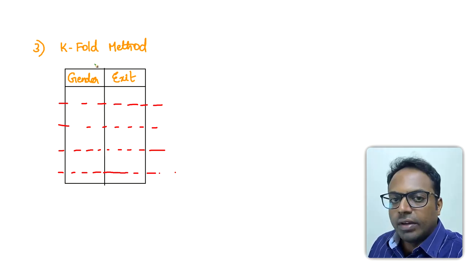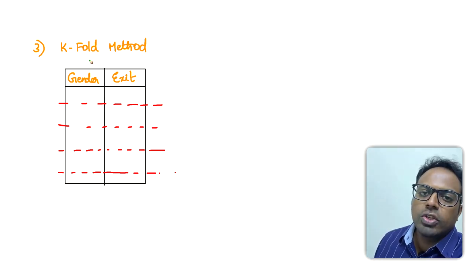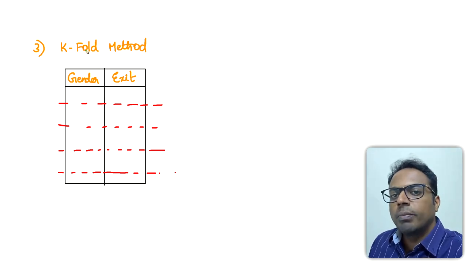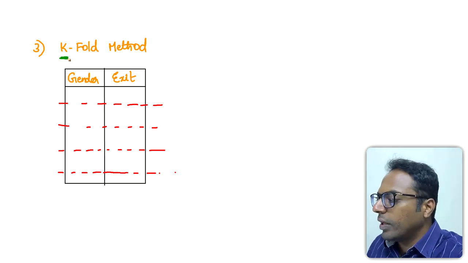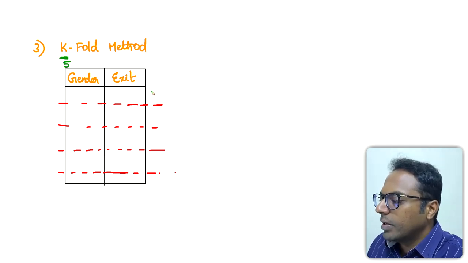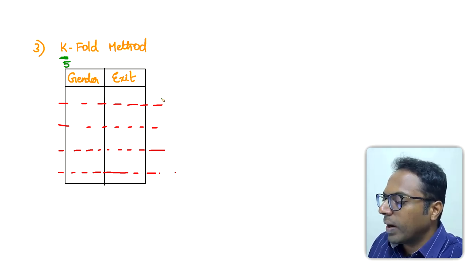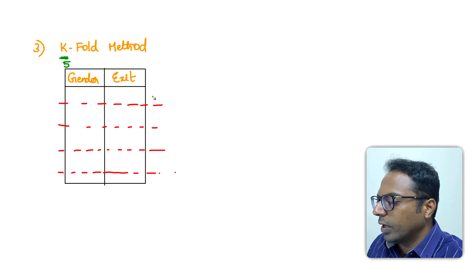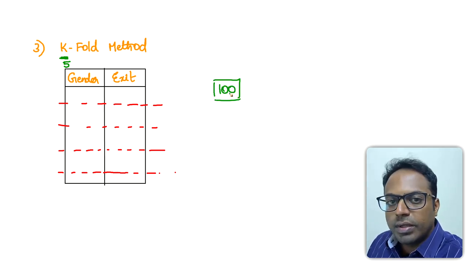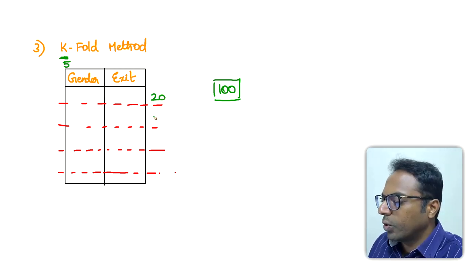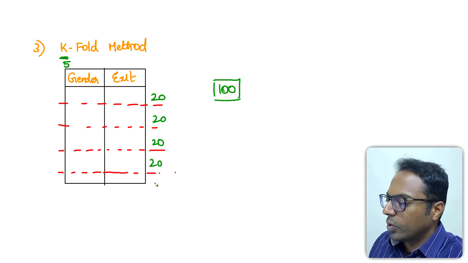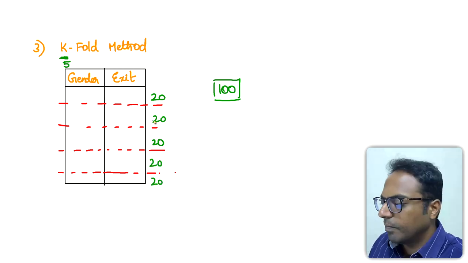Now, the third method we have here is the k-fold method. This is also very similar to the leave one out method, only that in k-fold, you will define the value of k. Suppose k was 5, we will split the entire data set into 5 parts of equal sizes. So if there were 100 rows in the entire data, you will split these 100 rows into 20, 20, 20, 20, 20, randomly split.